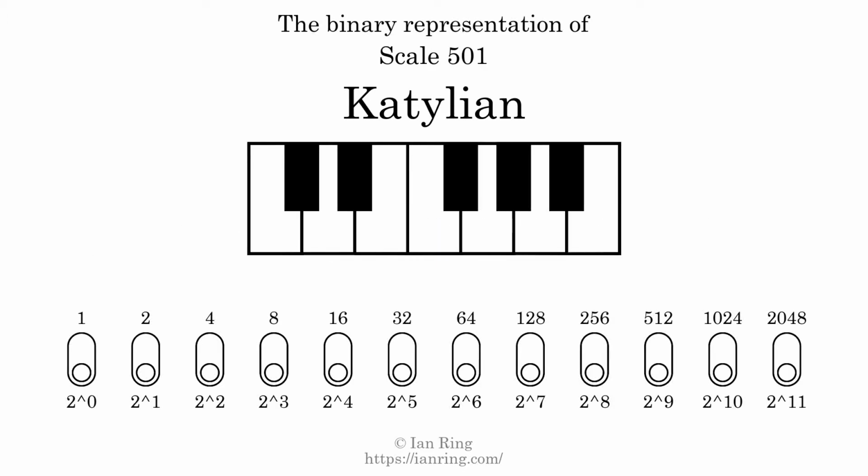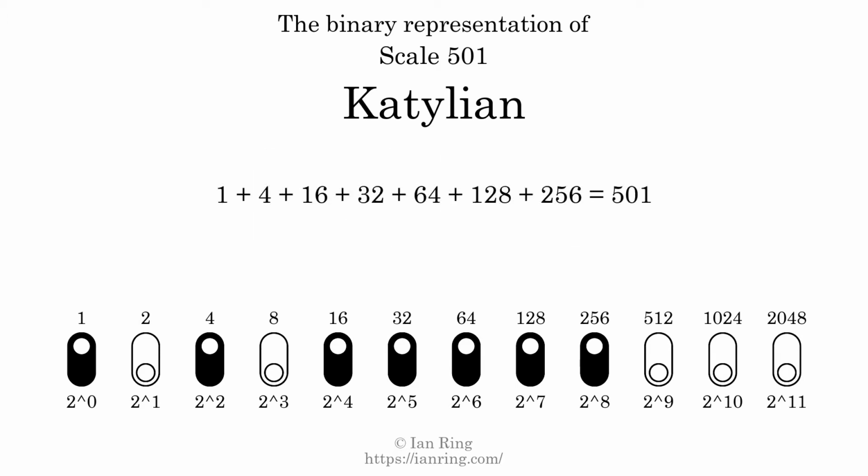The binary representation of this scale is determined by mapping tones of the scale to binary digits. Each binary digit represents a power of 2. To get the scale number, we add the powers of 2 together. The powers of 2 that are present in the scale, all added together, equals 501. That is why the scale number, in decimal, is 501.